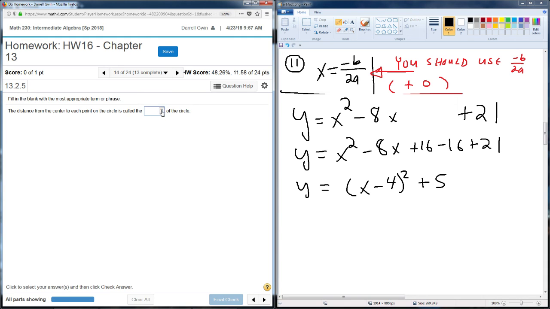The distance from the center to the outside is the radius. And the next one is going to be from side to side. This line going through the circle, through the center of the circle, is called the diameter.